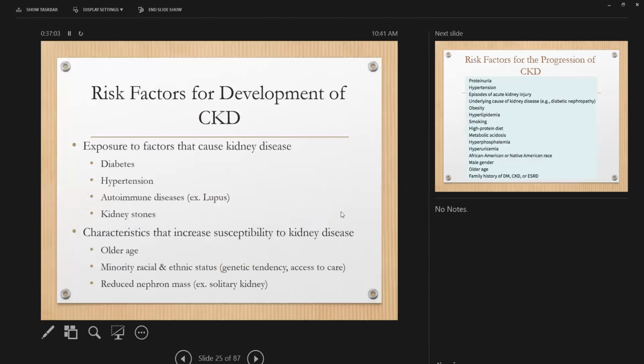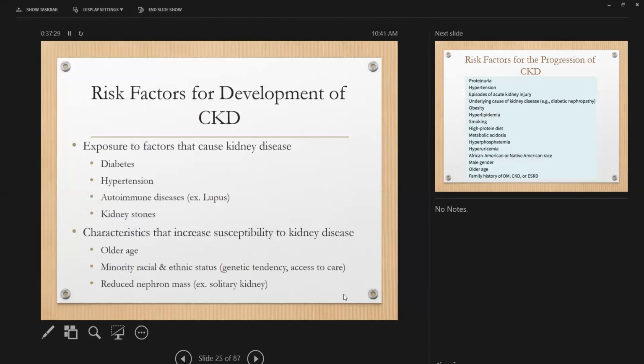So what characteristics of people do I have to take into account? Age is your big one. Age is your biggie, okay? Anybody who has had a reduced nephron mass. So the example here is people who have one kidney, somebody who has had a transplant, okay? And somebody who has donated their kidney. They just now have one kidney.